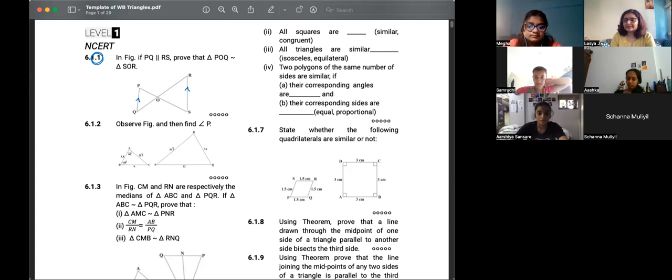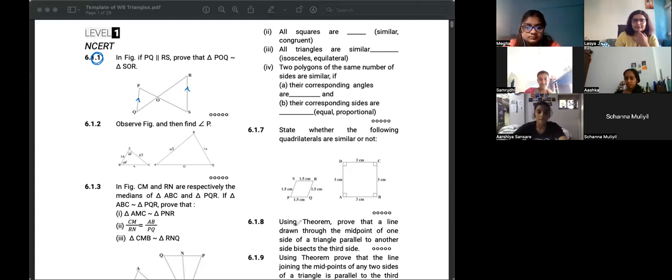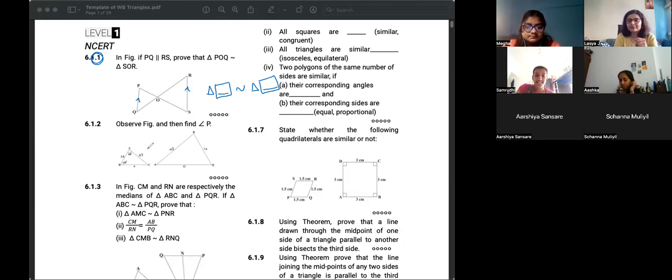No, not this, Samriddhi. In the final step, when you write that so-and-so triangle is similar to so-and-so triangle, I want to know how you would name the triangles. But it's given in the question, so here it doesn't make sense. We'll do it for another problem.